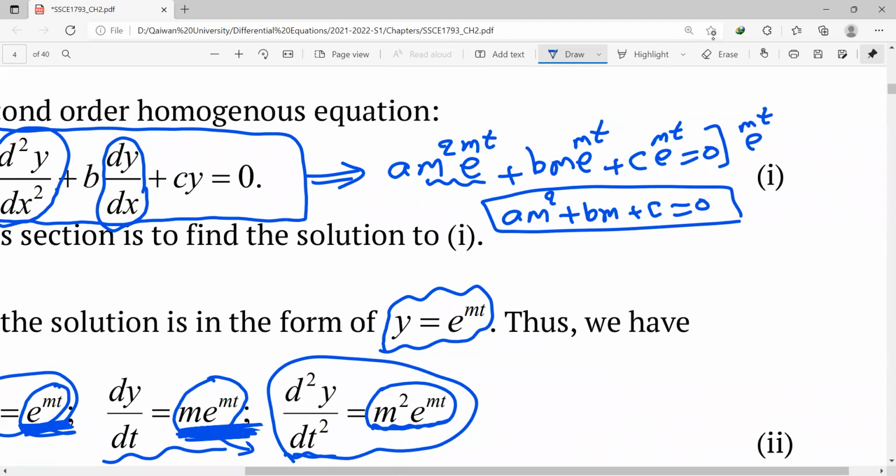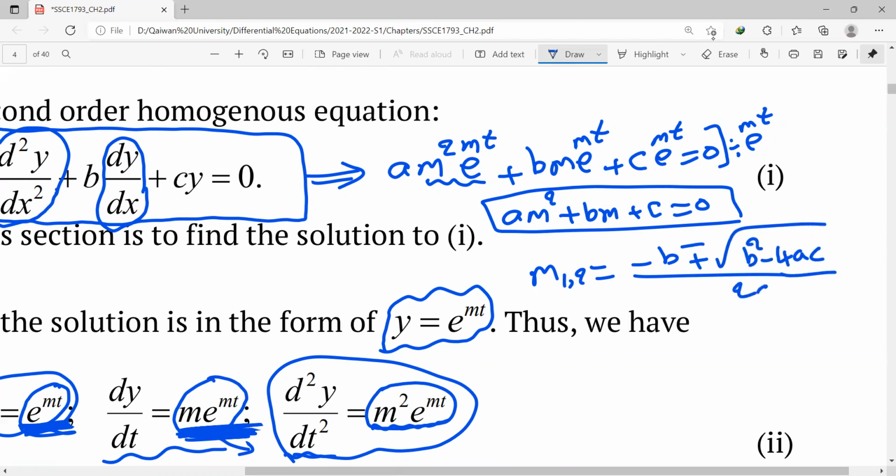We divide both sides by e to the power mx, or you can say you multiply both sides by e to the power minus mx. Okay? That's dividing. So now we have a polynomial of degree 2. You have studied this rule: m1 and m2 equals minus b plus or minus the square root of b squared minus 4ac, divided by 2a. This is the quadratic formula. We can solve every polynomial of degree 2 by using this rule.